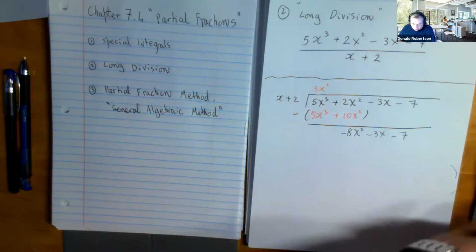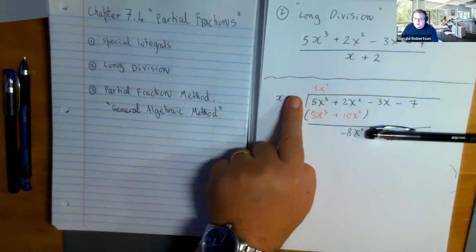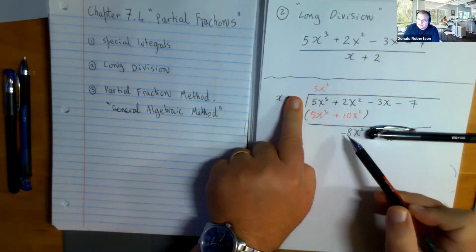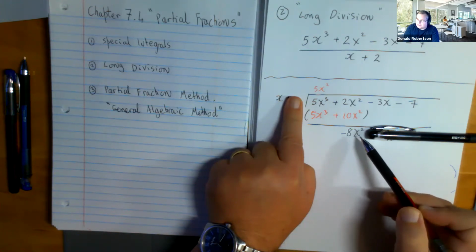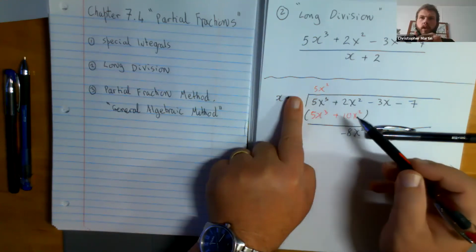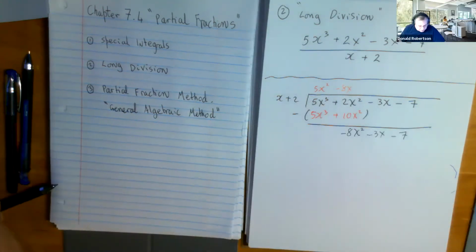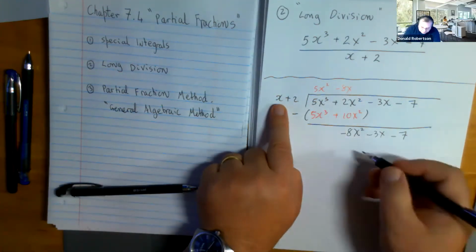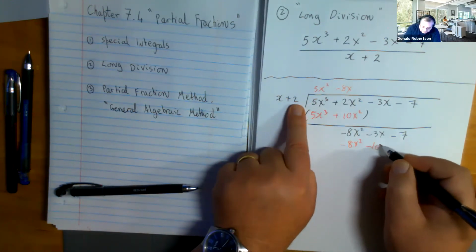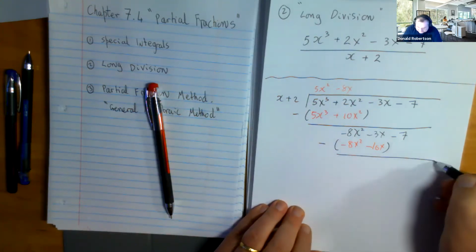Okay, then we start again. Cover that guy up, cover that guy up. And now we ask ourselves, what do you need to multiply x by to get negative 8x squared? So what do you multiply that by? Agreed. And then you go negative 8x times this, negative 8x squared. Negative 8 times this is negative 16x. Big bracket round it, subtract. And let's go.